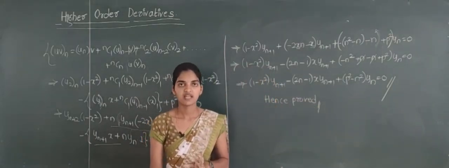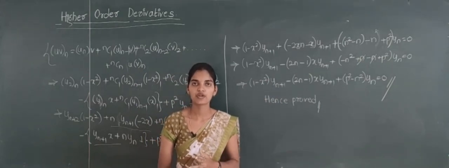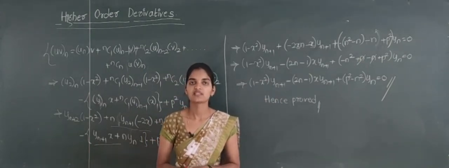So we have taken the Leibniz theorem and also 4 examples using the Leibniz theorem, and here I can complete your unit 4, that is higher order derivatives.